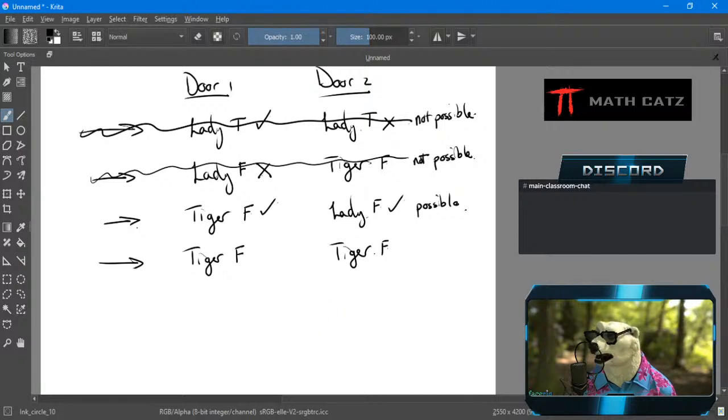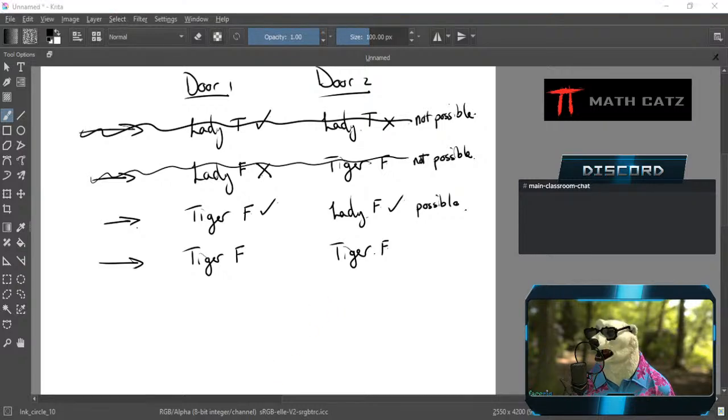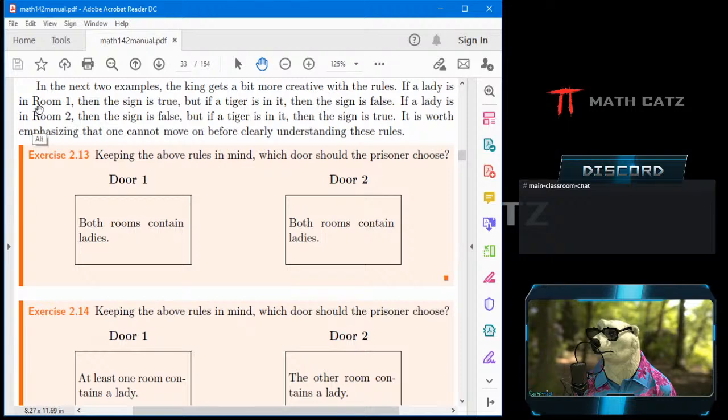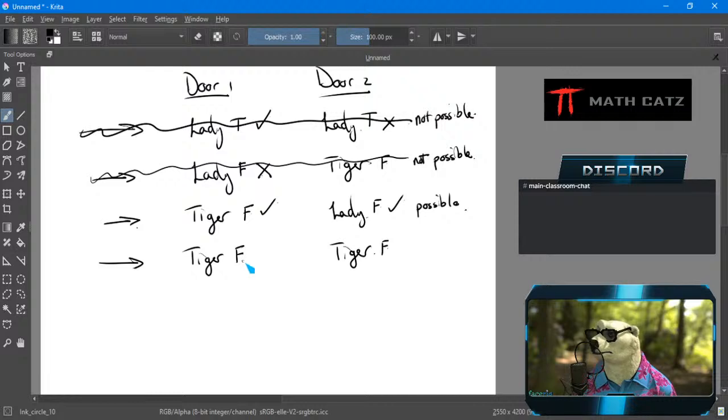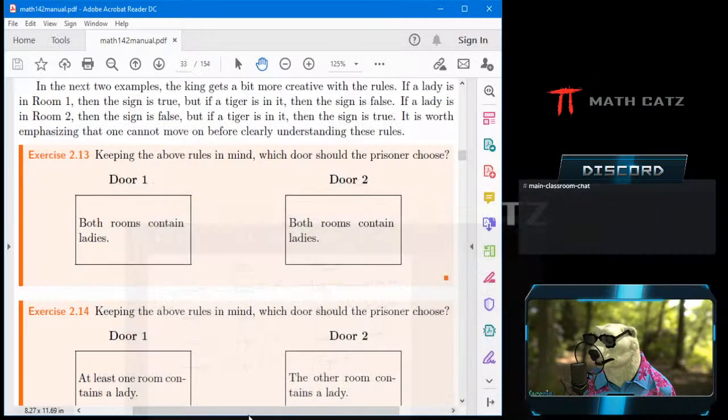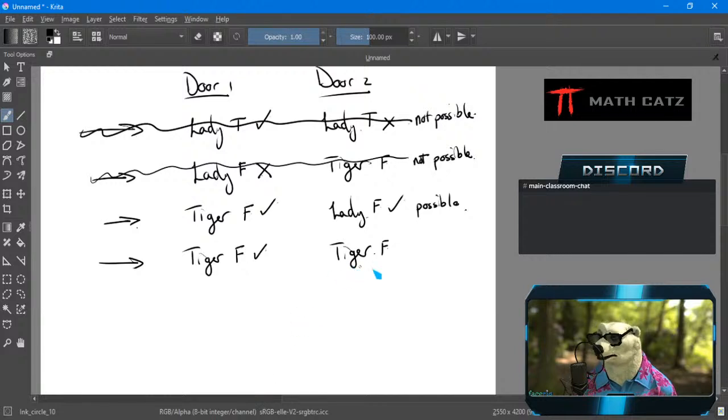Now, that doesn't mean bad. The king says, if a lady is behind door one, the sign is true. If a tiger is behind it, the sign is false. I have a tiger behind door one. Sign should be false. It is. Go to door two. If a lady is in room two, the sign is false. If a tiger is in it, the sign is true. I have a tiger in it. My sign is false, but the king says it should be true. Inconsistent. Not possible.